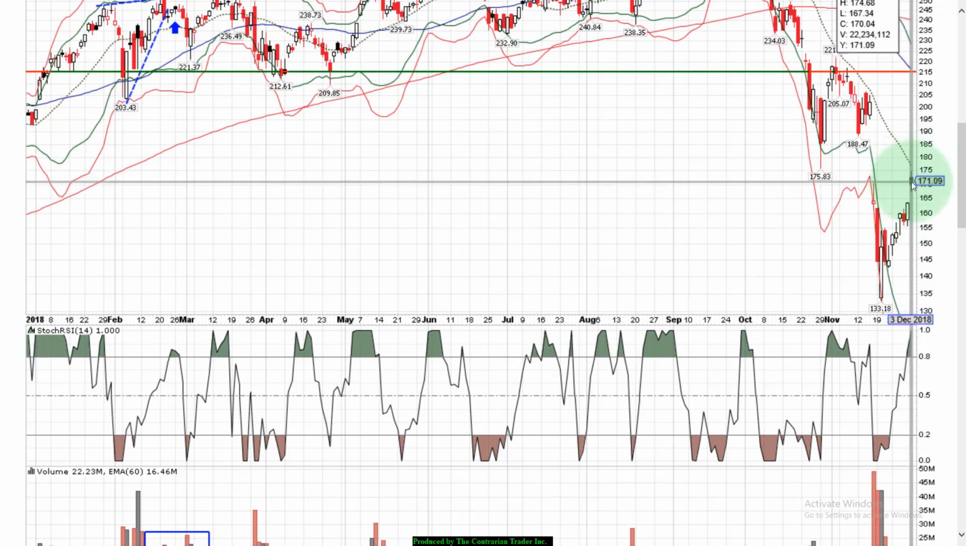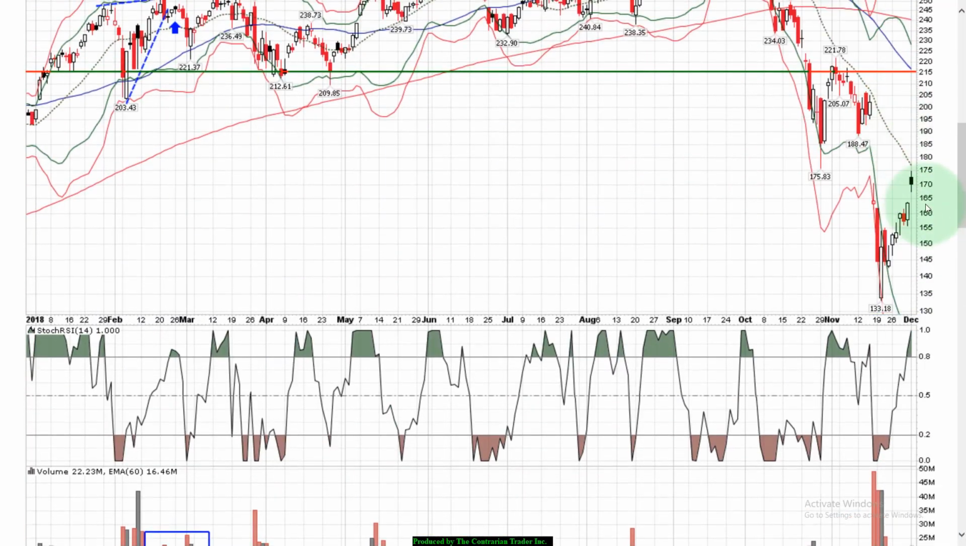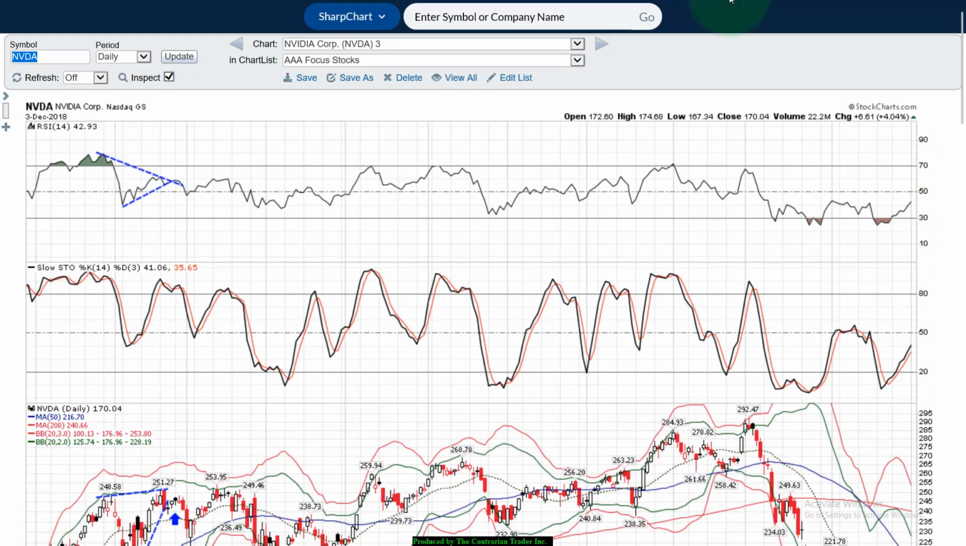You had sellers moving in, taking it off the highs of the day on Monday. So I would not be a buyer yet. We'll revisit it, but I would not buy these shares quite yet.